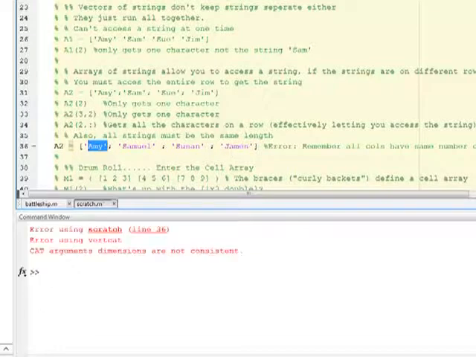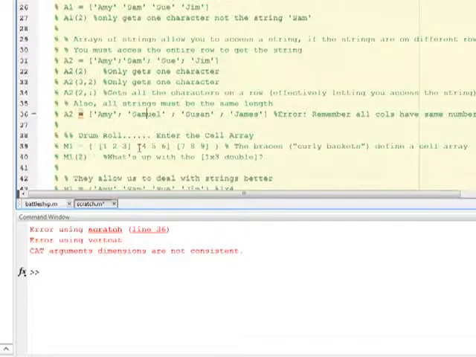So when I do this, I get an error, because Amy is of length 3, that would be a row of 3 characters. Samuel's of length 6, that would be a row of 6 characters, and you can't do that. And Susan's of length 5, and James is of length 5, so it's not going to work. I would have to have all my strings have the same length, and that's not what we want sometimes, especially if we're storing data of different things. So I'm just using this to motivate the need for a cell array.